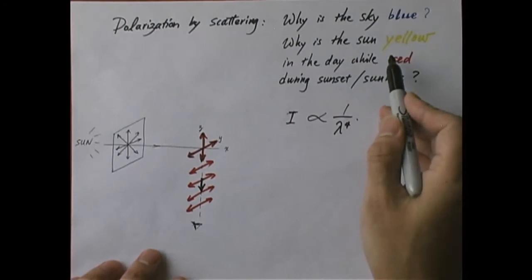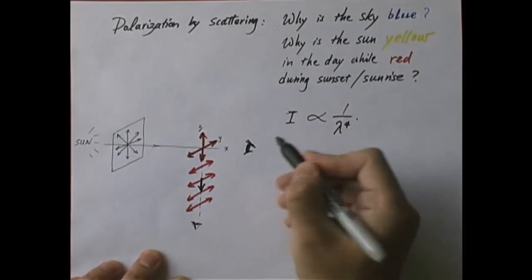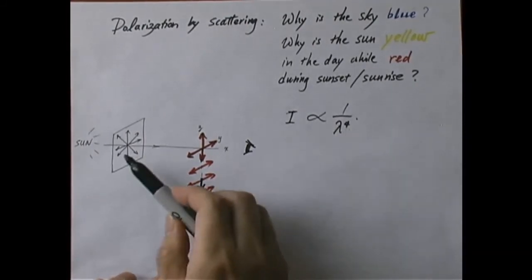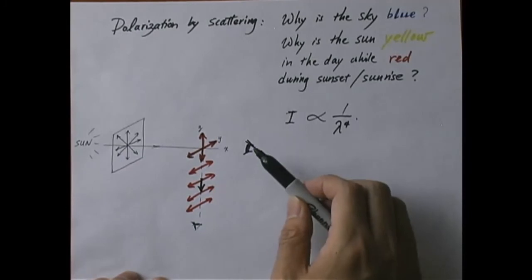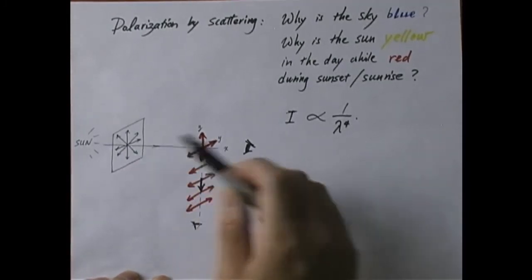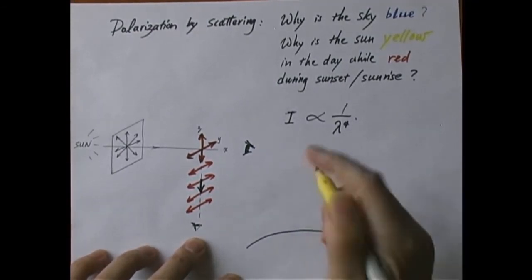Now, why is the sun yellow when you look directly into it? Well, when you look directly into it, you don't worry about the scattering effect. I mean, there is some scattering, but not that much in broad daylight. In fact, here is the Earth, and the sun is here. We're talking about the middle of the day.